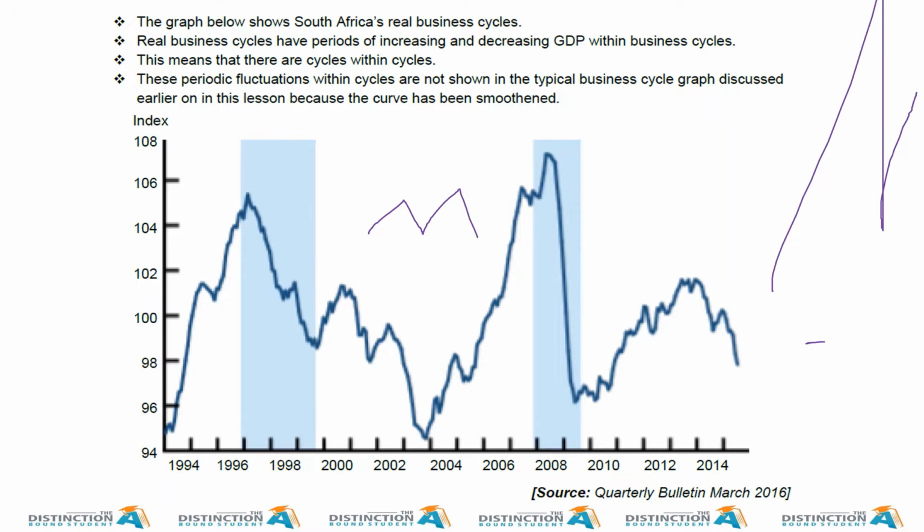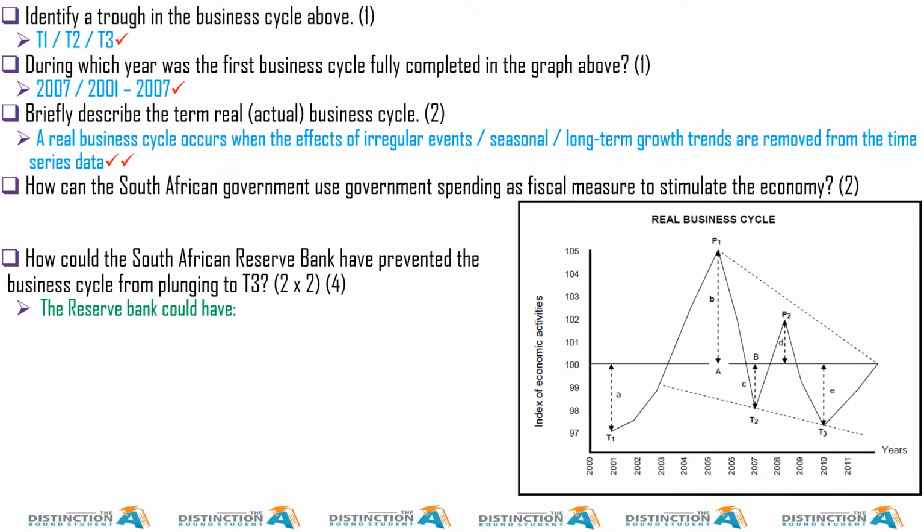So now it gets confusing as to which one is a real business cycle. Real business cycles have periods of increasing and decreasing. Within the business cycle, as it goes up, you would see some elements of going down and elements of going up, but one will be stronger than the other. Like here, the down is there, but the upward movement is stronger than the downward movement. So this means that there are cycles within cycles. These periodic fluctuations within cycles are not shown in a typical one. The typical one is the previous question we did, the smoothened one that had letters A, B, C, whatever. So let's continue with our activity.